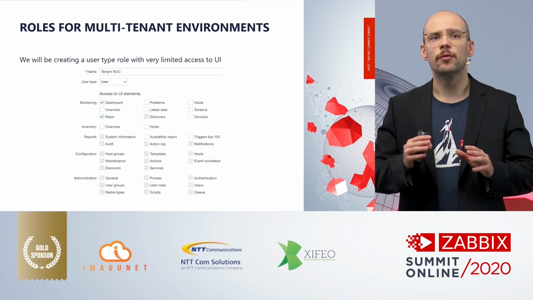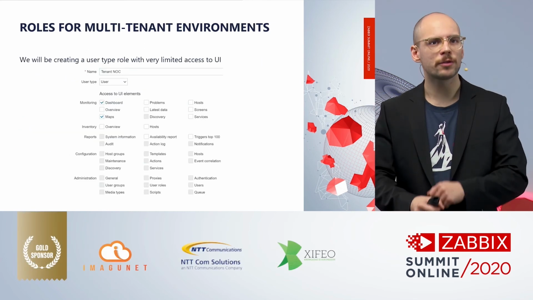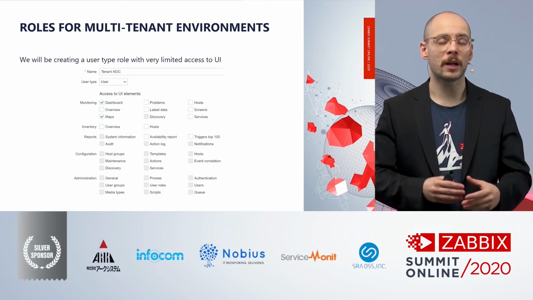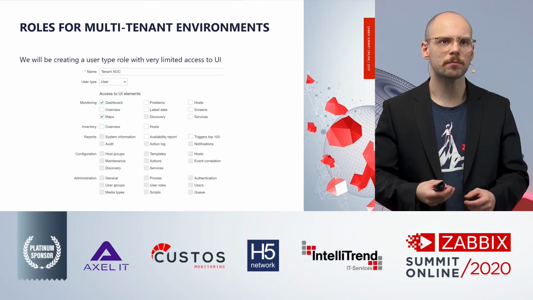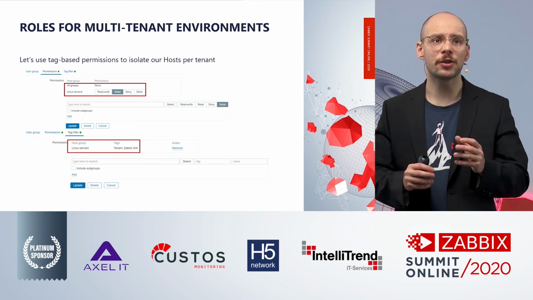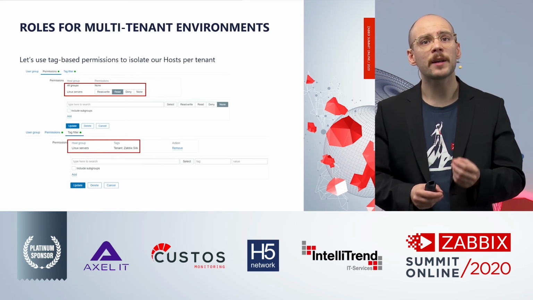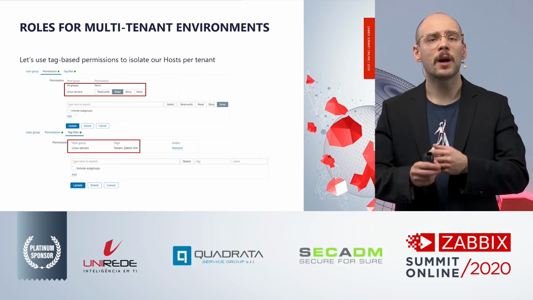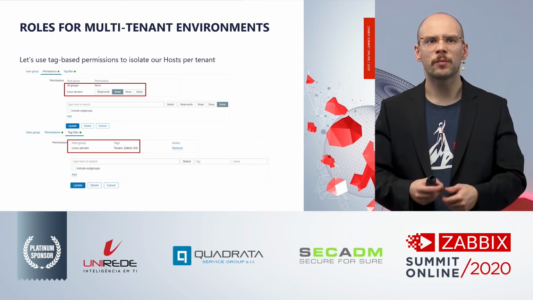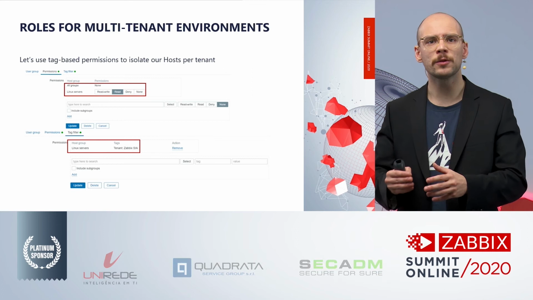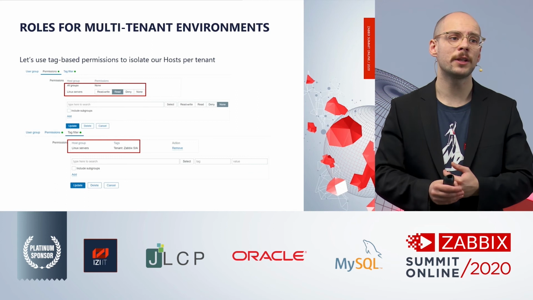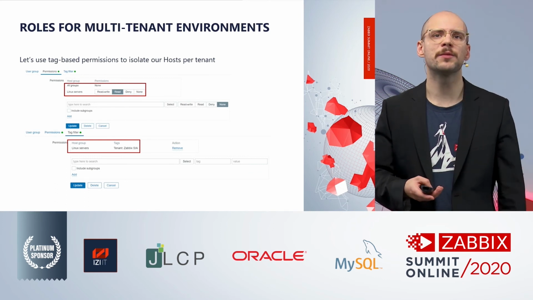So we will create a new role, once again, administration user roles, new role of type user, and we will restrict access only to the UI elements that we want these users to see. Then, since we need to have isolation, we will also be using tag-based permissions to isolate our hosts per tenant. So we'll go to the permission section, we will add read-only or write permissions on a user group to a specific host group. And then we will also define the tag-based permissions that, hey, these users have access only to problems that are tagged with a specific tag.